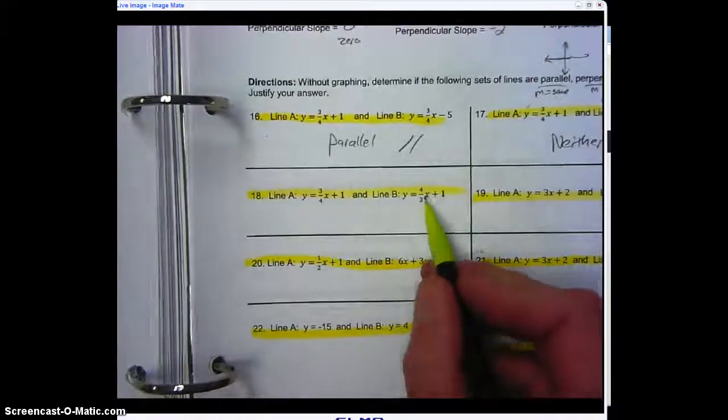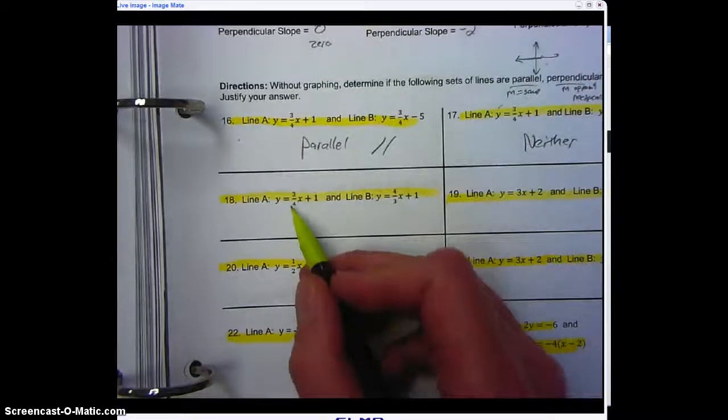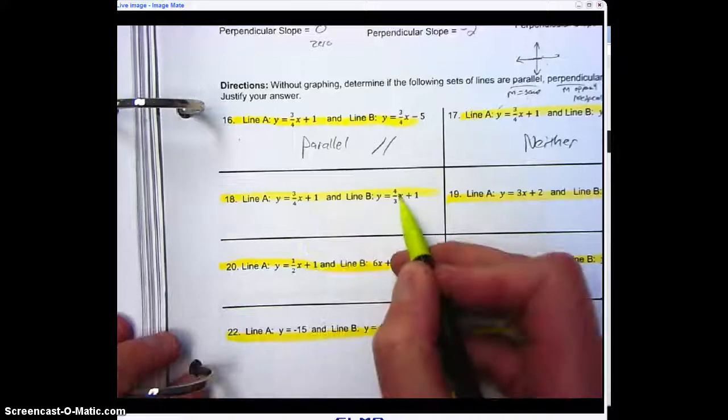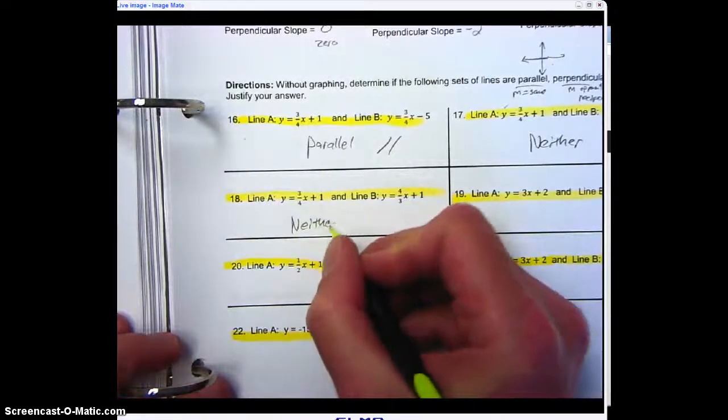Number 18. 3/4, 4/3. Well, are they the same? No. Are they opposite reciprocals? Well, they are reciprocals, but one's positive and the other one's positive, so they're not opposite reciprocals. So again, this one is neither.